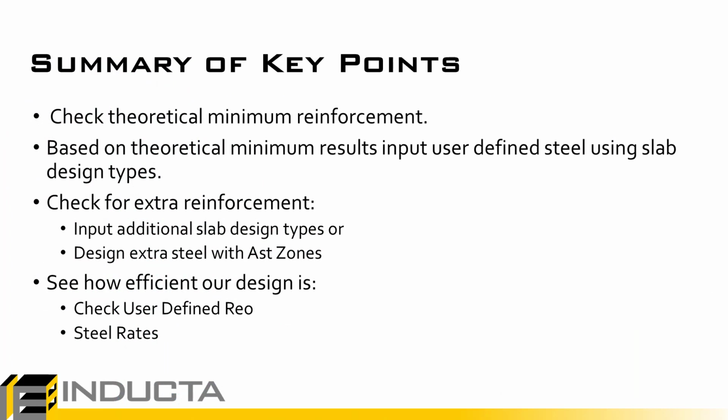In this video we only looked at the X direction, but we would follow a similar process for the Y direction, top and bottom as well. In summary, what we did, we checked the theoretical minimum reinforcement required to the design code. Based on that theoretical minimum, we input some user-defined steel using slab design types. We reran the analysis and then checked for extra reinforcement. Extra reinforcement was either input using additional slab design types or designed using Ast zones, and Ast zones with single bars. We then check to see how efficient our design is using check user-defined REO and check steel rates.